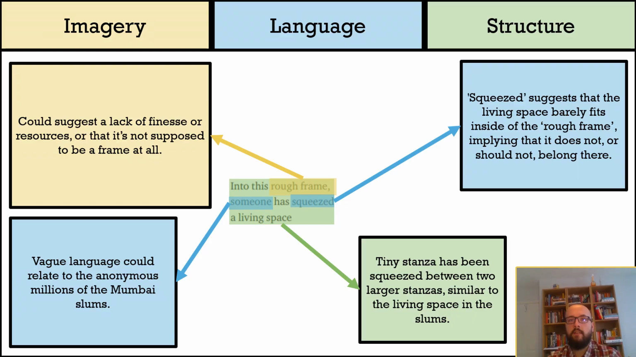This stanza also acts in a similar way to a volta. The topic of the poem has shifted slightly, as it has zoomed in from a large overview of the slums generally, and is now starting to focus on an individual space.